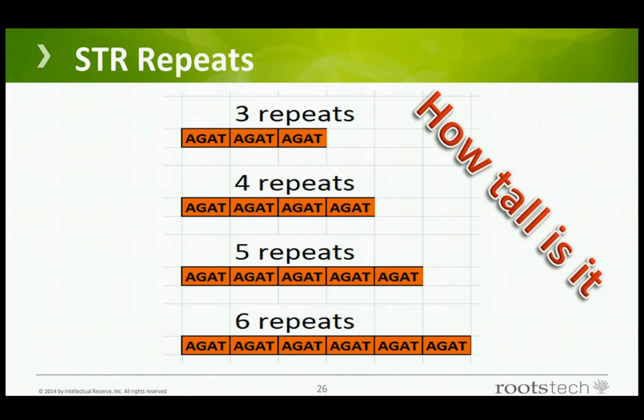This is looking at a particular place in a person's Y chromosome. The 4 rows are 4 different people. One person at that location has 3 repeats of those 4 basic chemicals we talked about. Another person has 4, another one has 5, another one has 6. You can have all kinds of numbers. But when you compare those 4 people, you can see they're not the same.